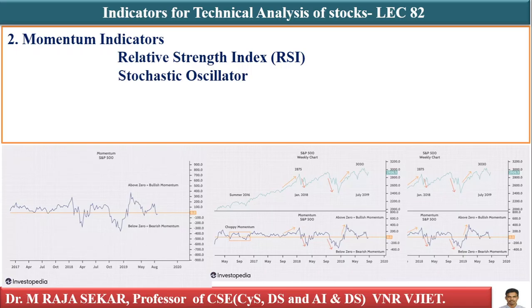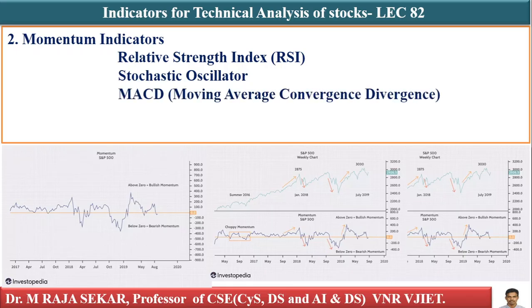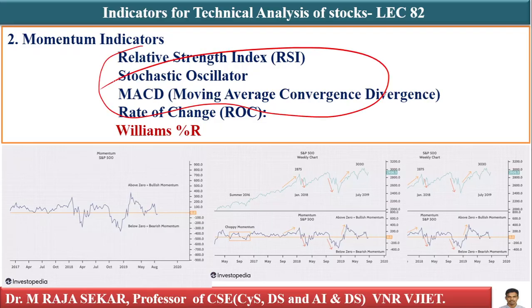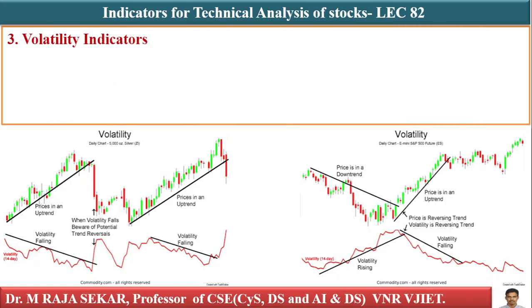Stochastic oscillator, I will discuss all these things in future classes in a detailed manner. Stochastic oscillator compares a stock's closing price to its price range over a specific period, and MACD, moving average convergence and divergence, shows trend direction and momentum. Rate of change, ROC, measures percentage change in price over a set period of time. Williams percent R, we will see depending on the time, but I will discuss all these indicators in our future classes. What about the third one?